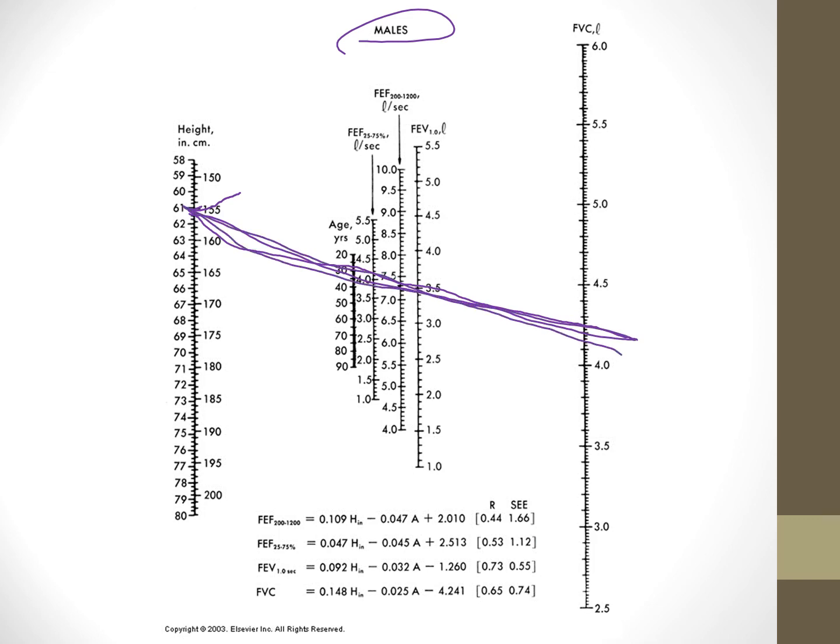All right, so this will tell me my predicted value for my FEF 25 to 75. It'll tell me my predicted value for my 200 to 1200. It'll tell me my predicted value for my FEV1, and then it'll tell me my predicted value for my FVC, based upon those factors. So you'd use a straight edge, and that's how they used to determine that. Now it's just an Excel program.